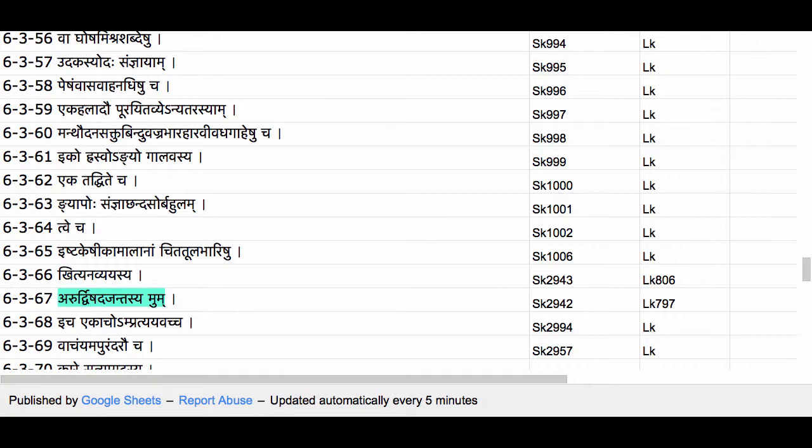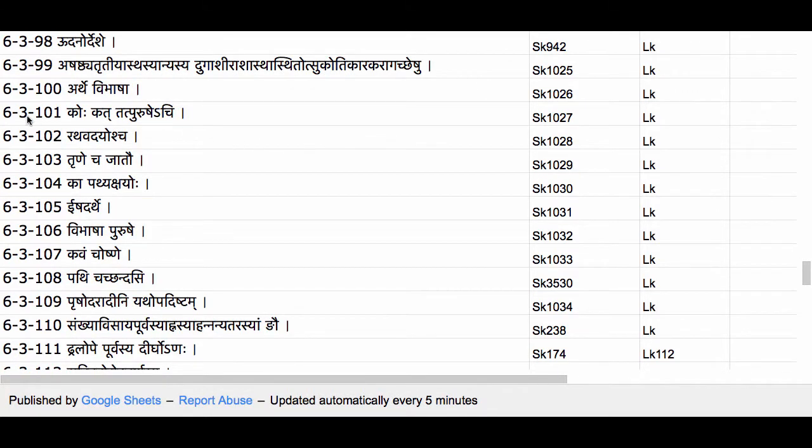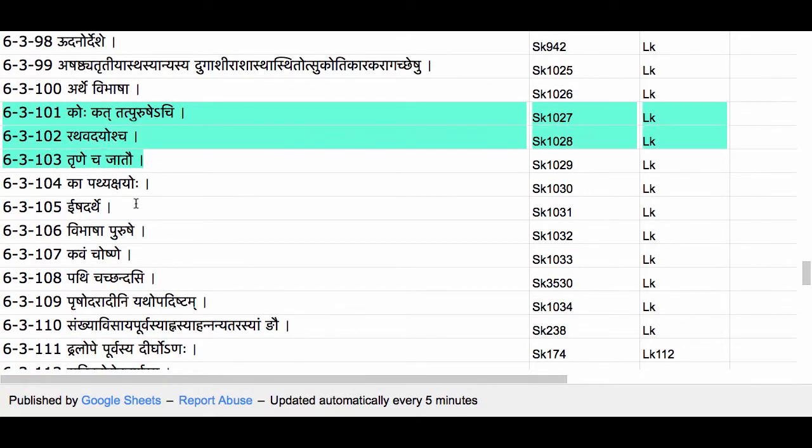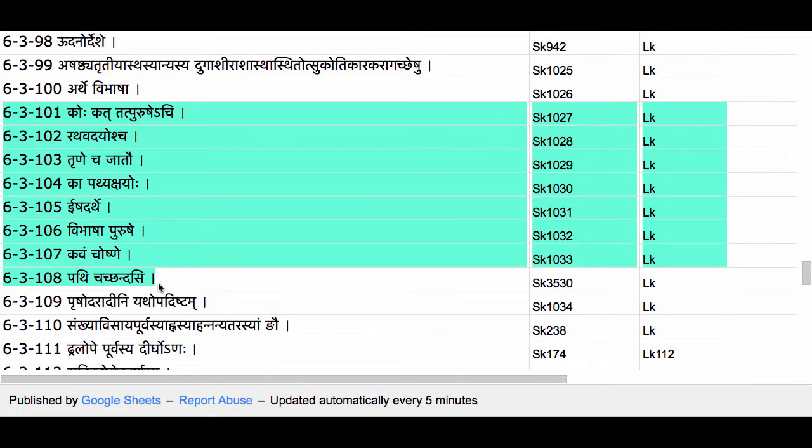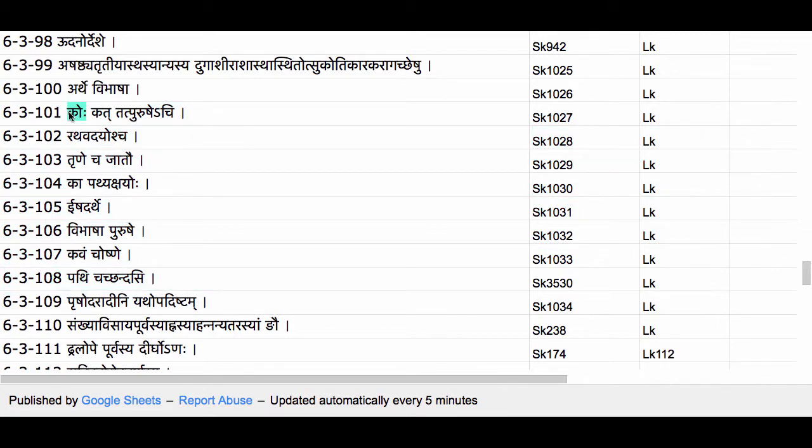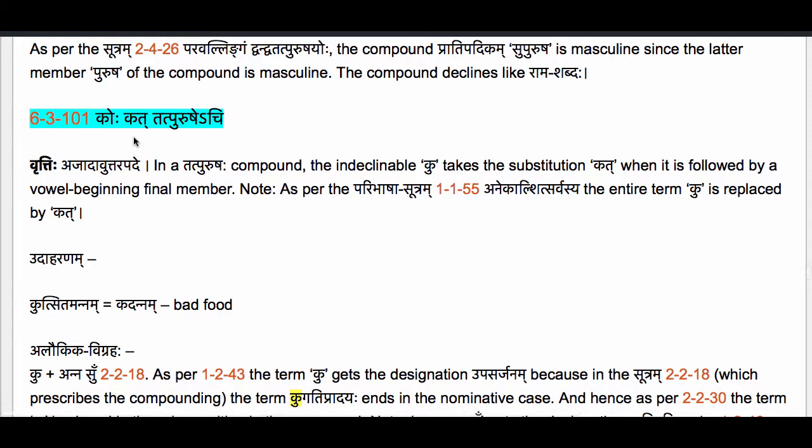The section we are going to take up now is from 6.3.101 through 6.3.108. Anuvritti of Koho goes down from 6.3.101 all the way through 6.3.108. We will take a look at a few rules in this section. Let us start by taking the rule 6.3.101. It says Koho kat tatpurushe chi.